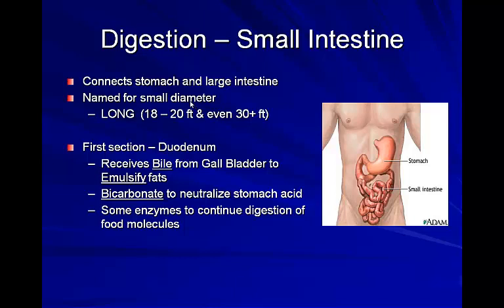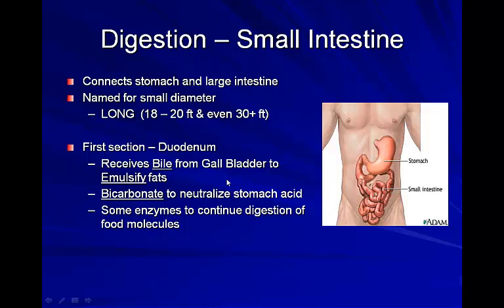The first section of the small intestine is called the duodenum. The duodenum receives bile from the gallbladder. And the gallbladder is essentially a storage organ that sits just underneath the liver. The liver makes bile, and the gallbladder stores it. And when you eat a highly fatty meal, that bile will get shot into the duodenum from the gallbladder to what we call emulsify fats.